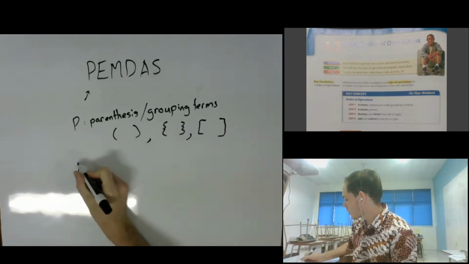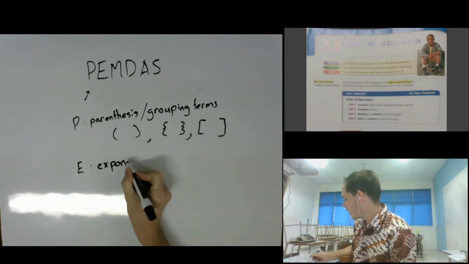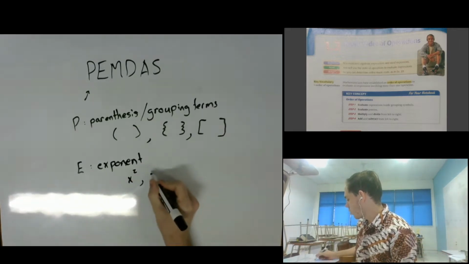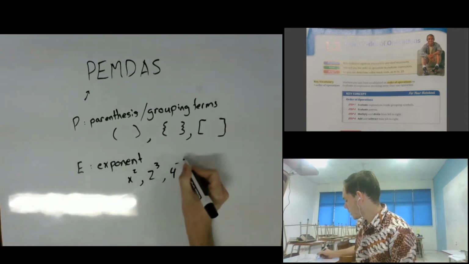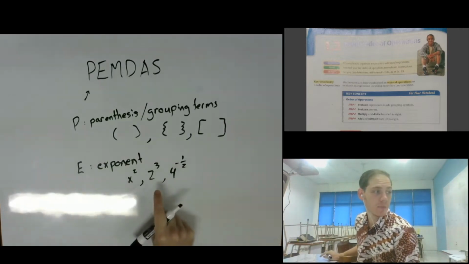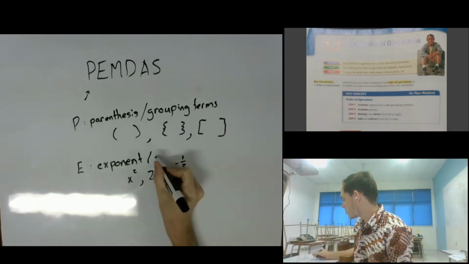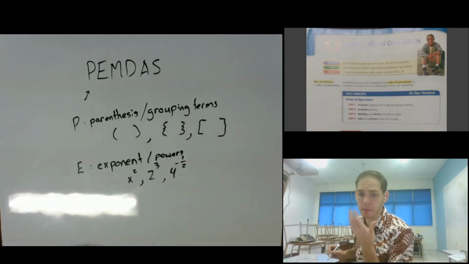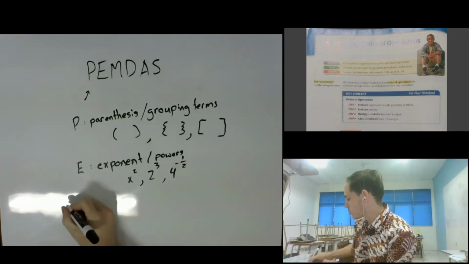Here are E. So E is exponent. This would be like x squared, or 2 to the 3, or 4 to the negative 1/2. Essentially, these exponents need to come first before you're going to do anything else. It's just exponents slash powers, okay? These really need to come first because what they are actually talking about is what's the next thing.